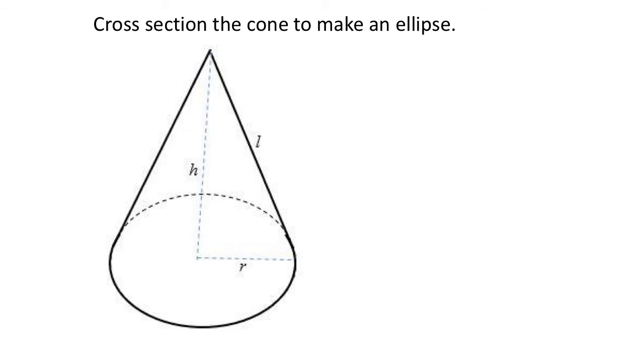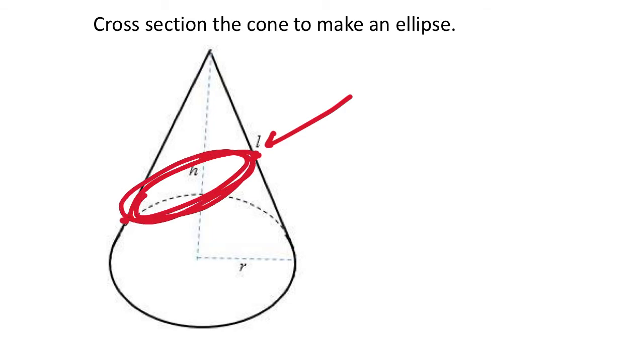All right, cross-section the cone to make an ellipse. All we need to make an ellipse is a diagonal cut, as long as it goes through any other part of the circle right here. I'm doing my best, but this would be an ellipse right there if we were to clean this up a little bit. Something like that. There's an ellipse. Just cut it diagonally.